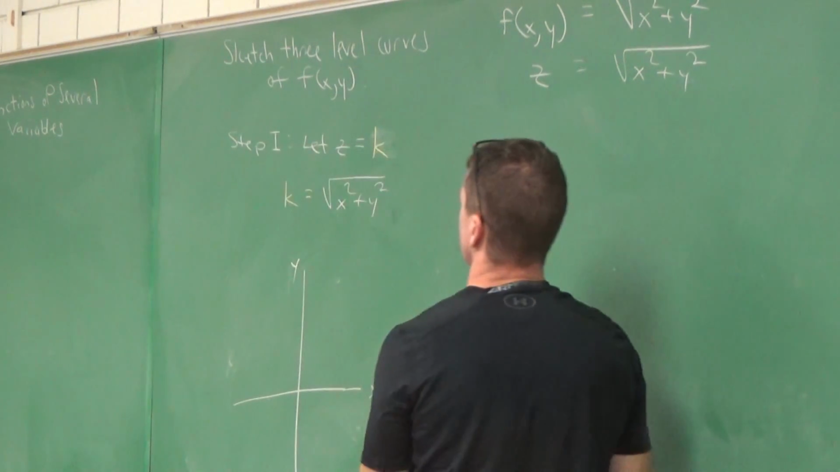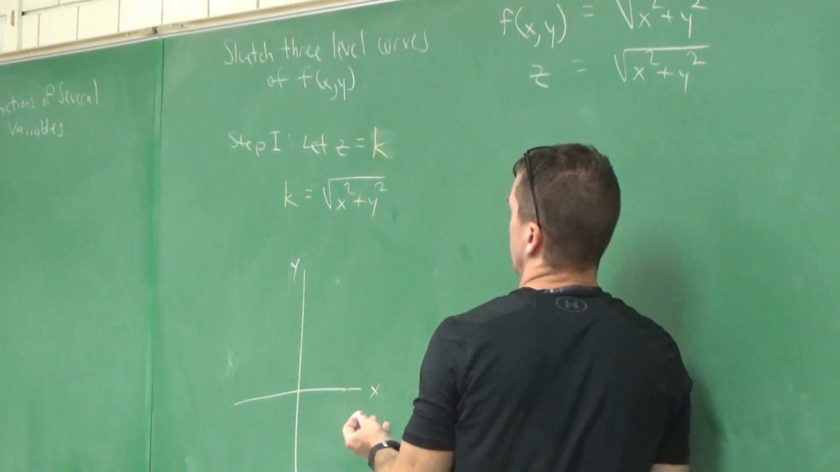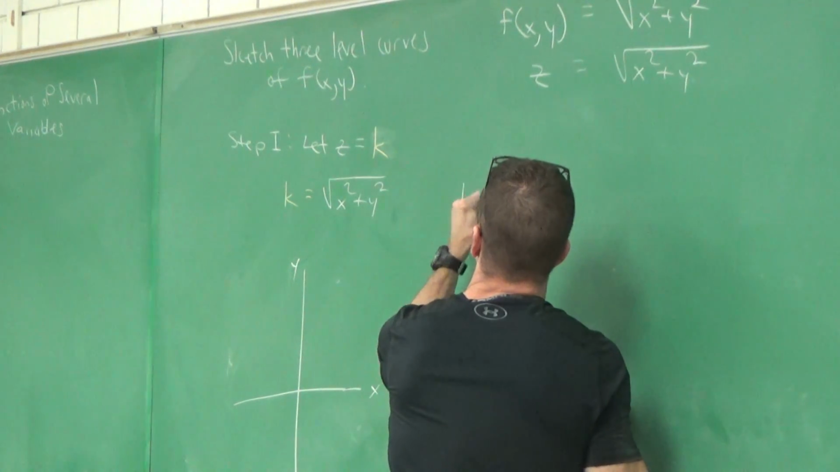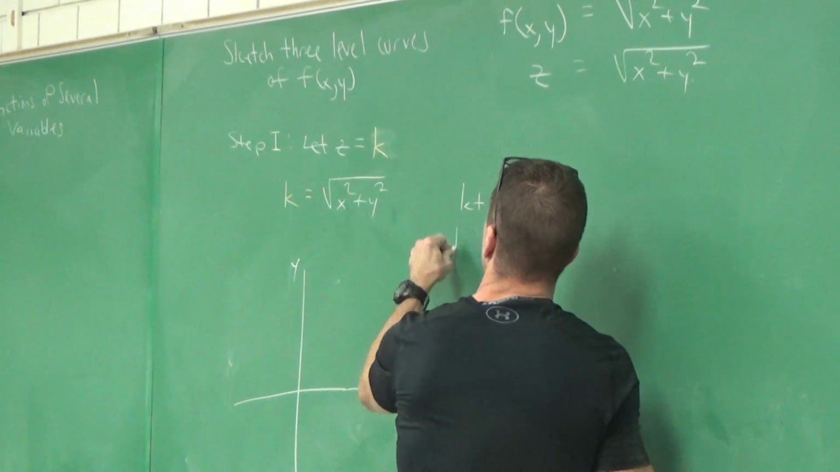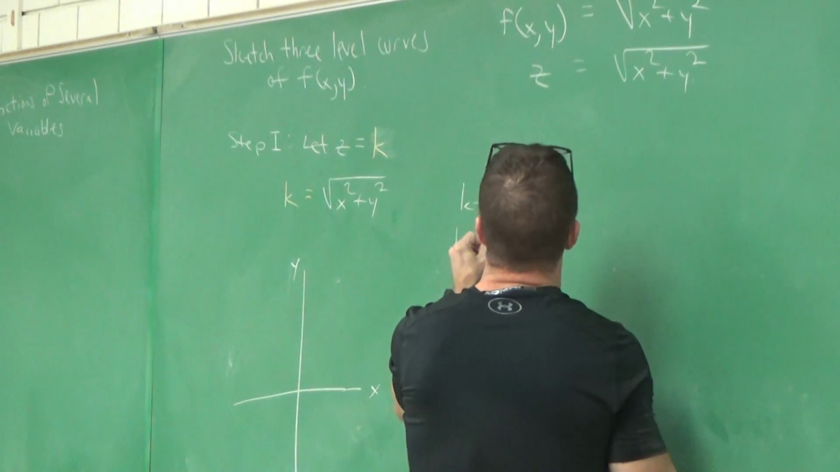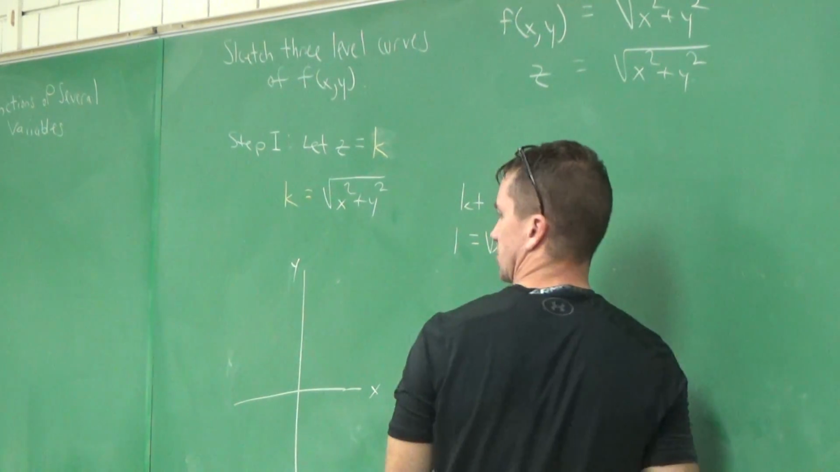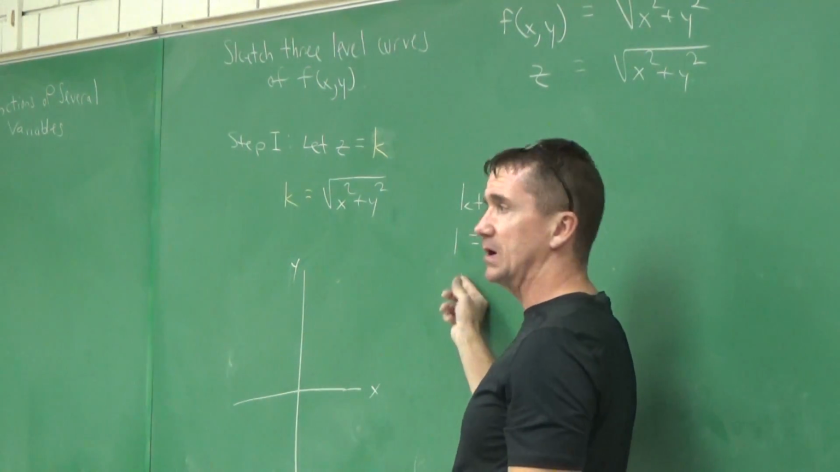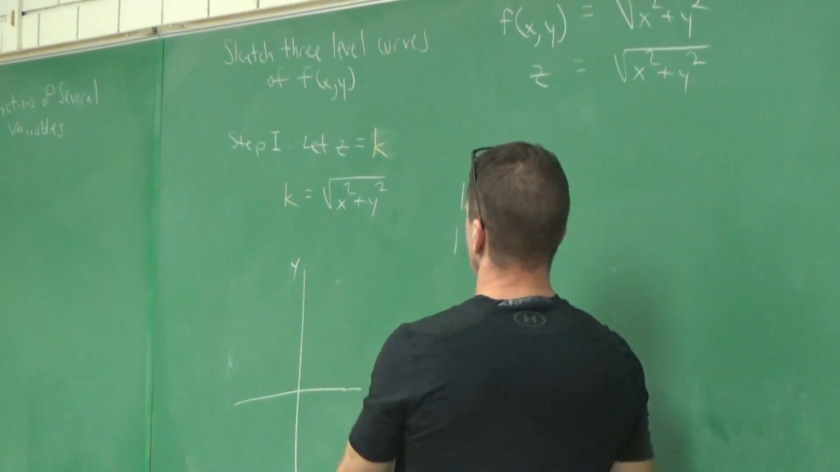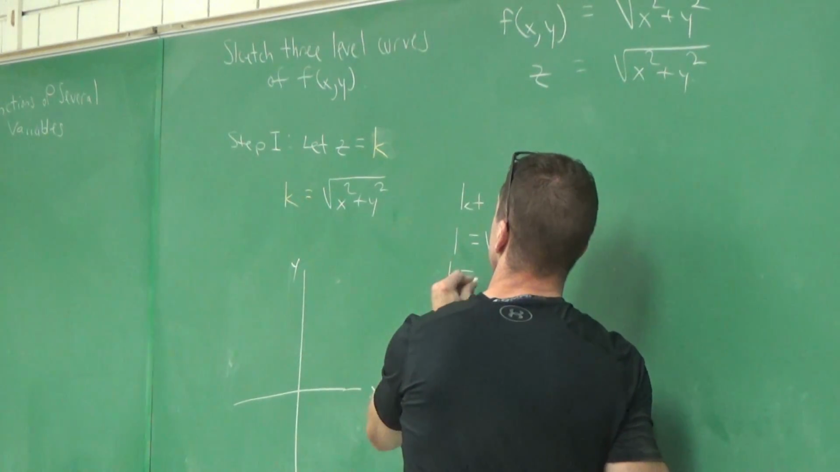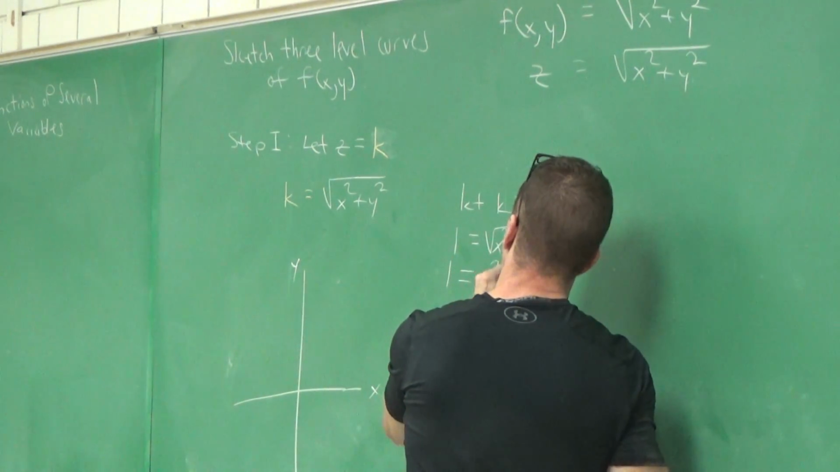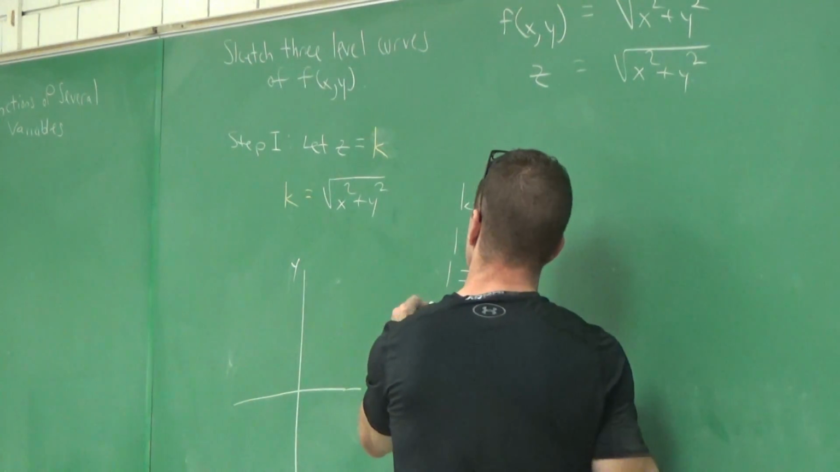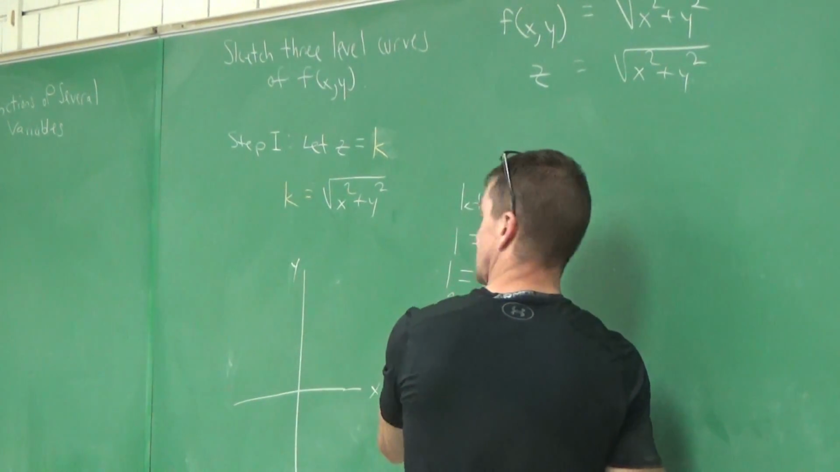For instance, let's start out with, what if I let k equal 1? So what do I have? 1 equals the square root of x squared plus y squared, right? I don't know how to graph that. That's bugging me. What can I do to both sides? I square both sides, I get 1 equals x squared plus y squared, true? Do you all recognize this? You've got to recognize how you would sketch this in the xy plane. And now it's a circle.